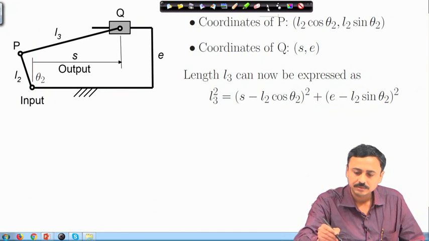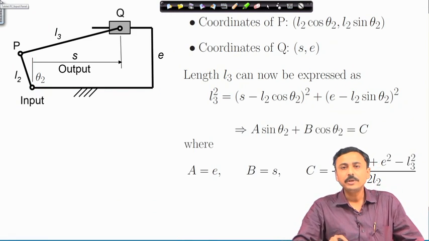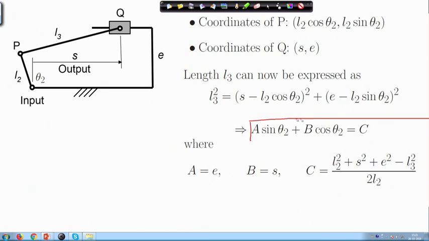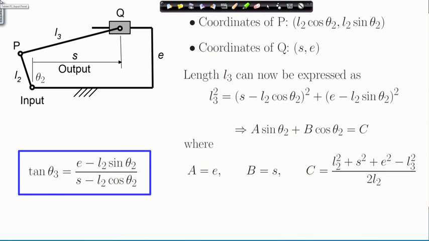Therefore, we simplify the expression and cast it as this equation, in which we have to solve for theta 2. A, B, C are now known, because S is known and the other link length parameters are known. Therefore, in this equation theta 2 is unknown, which we have to solve. We have solved such an equation before, and of course, theta 3 will then be found from this tangent condition.